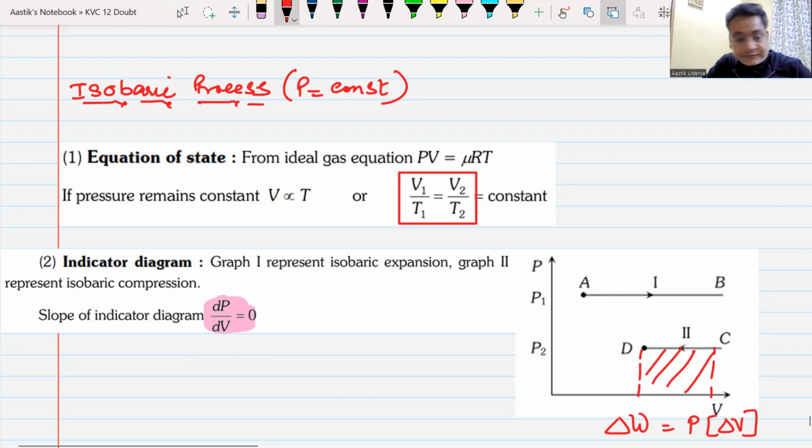The specific heat, the last point here. The specific heat for this process will be known by the name of Cp. So the specific heat for this process will be known by the name of Cp, and the value of this Cp will be equal to (f/2 + 1) times R. Everyone knows this? Yes or no?